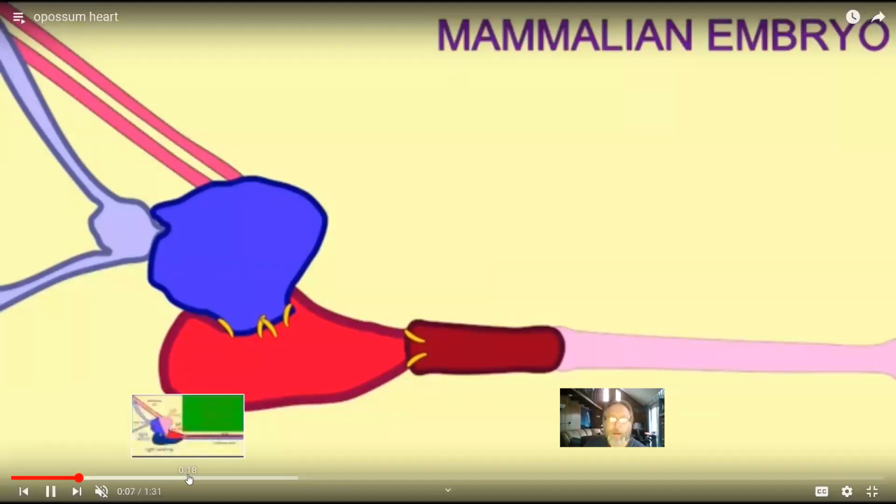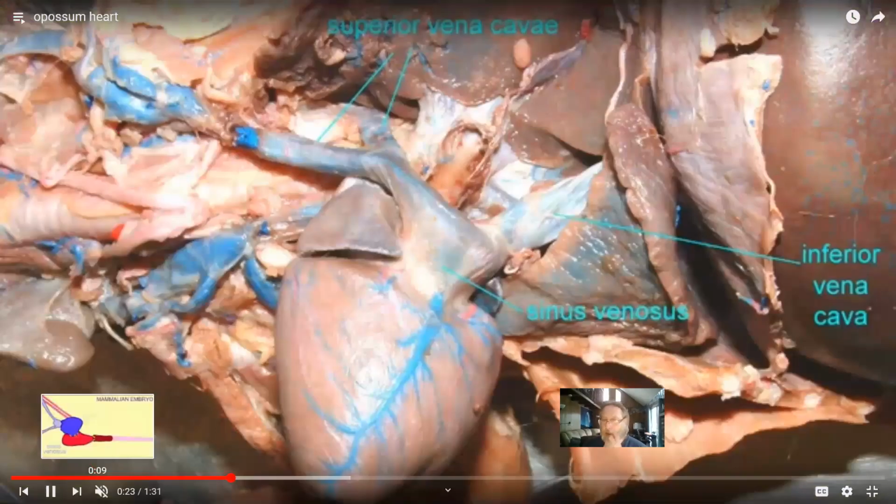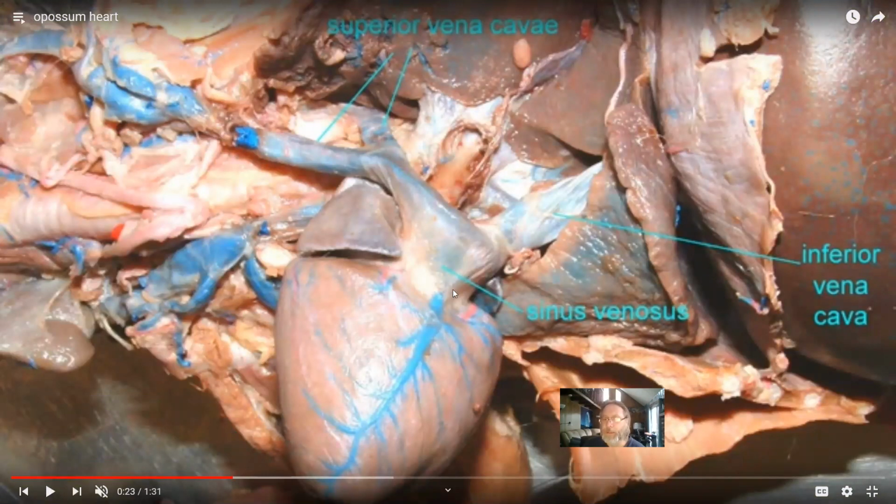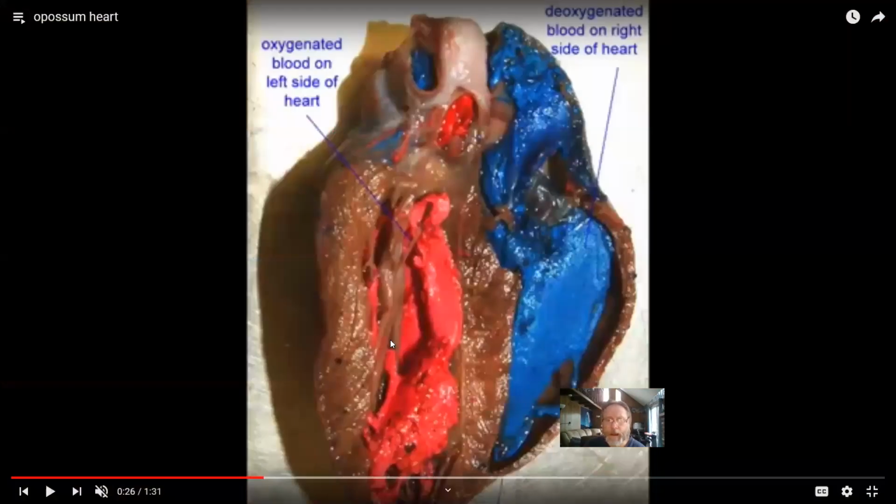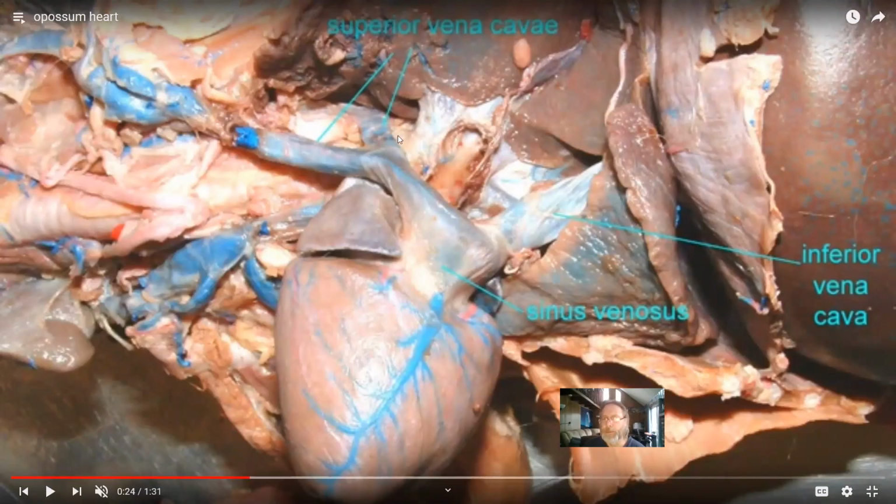When we look at mammalian hearts, they're essentially the same. Here in an opossum, you can still see a little bit of a sinus venosus, which you don't see in adult placental mammals. There you saw the vena cava emptying into it. Here you see the inferior vena cava, and there are two superior vena cava, emptying into a common region before going into the right atrium.